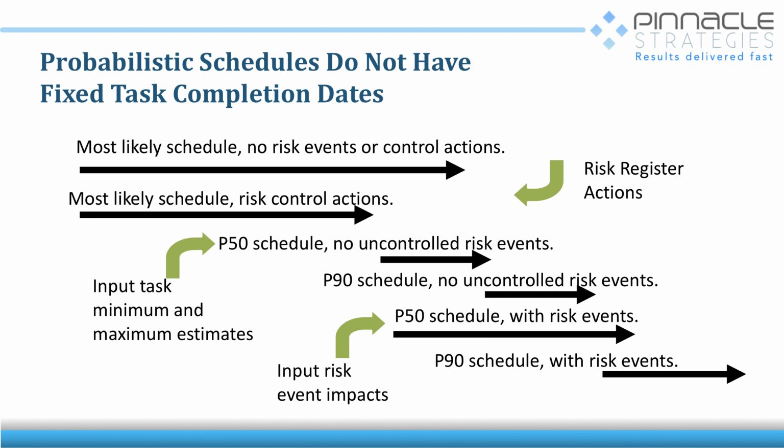Now, remember that probabilistic schedules don't have fixed task completion dates. So we're not managing tasks with specific milestones, all right? We're not managing by milestones. So this is a shift in planning, but also a shift in execution.